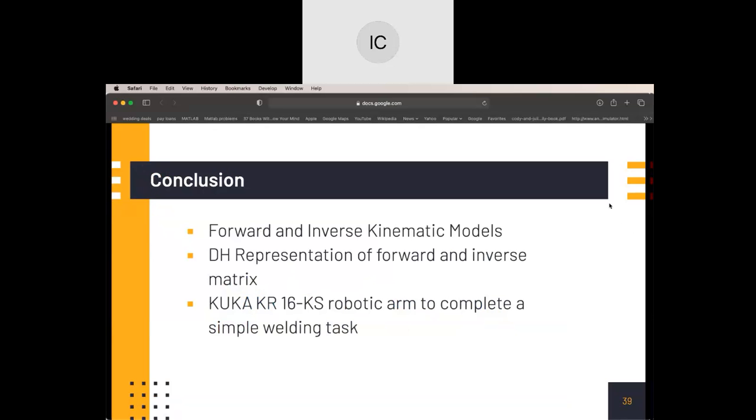So in conclusion, what we have performed were forward and inverse kinematic models that were used to assess the robotic arm movement. We assessed all in all a simple welding task to weld a block onto a metal sheet, and before programming, a movement flow diagram was designed. 11 points of movement are used for the application of the forward kinematics, and DH parameters were used to form forward and inverse matrices for calculations of each movement, which proved that the KUKA KR16KS robotic arm could complete a simple welding task using these kinematics.